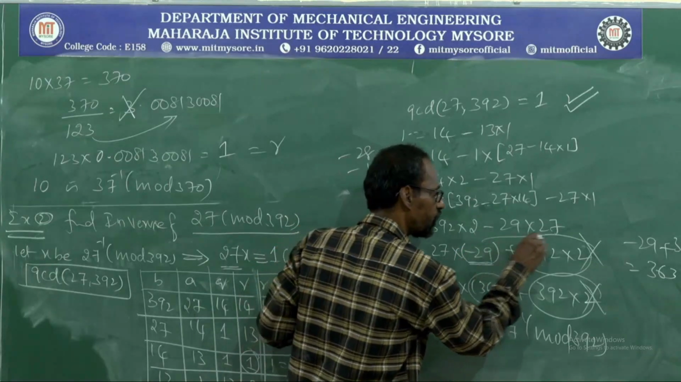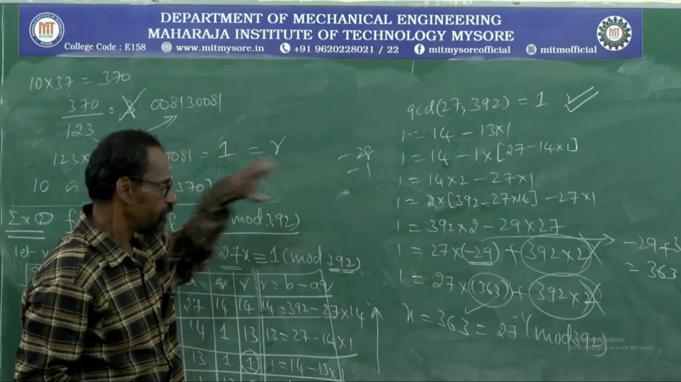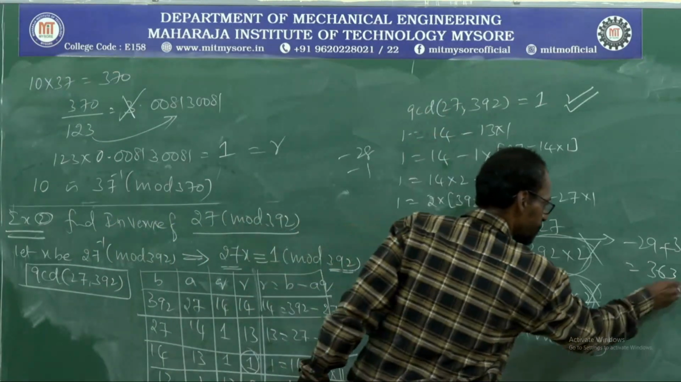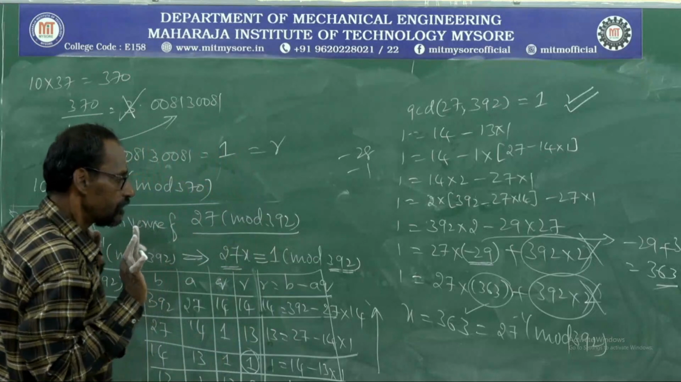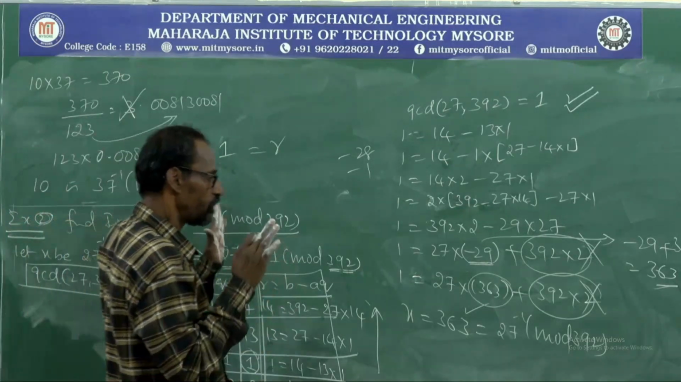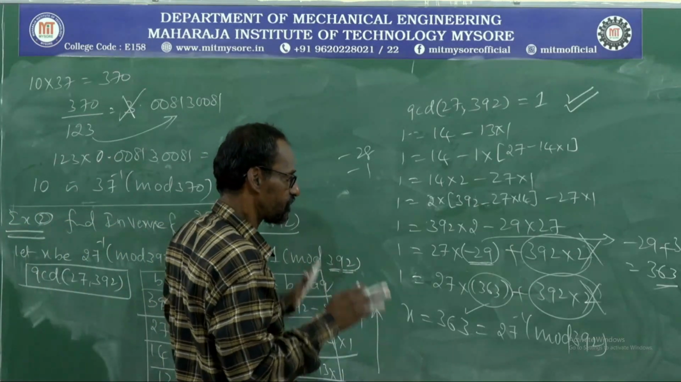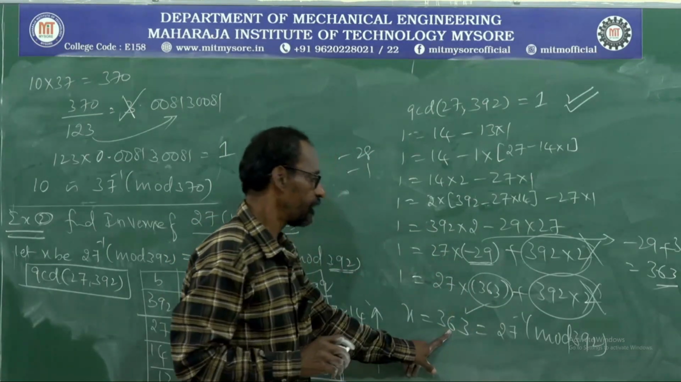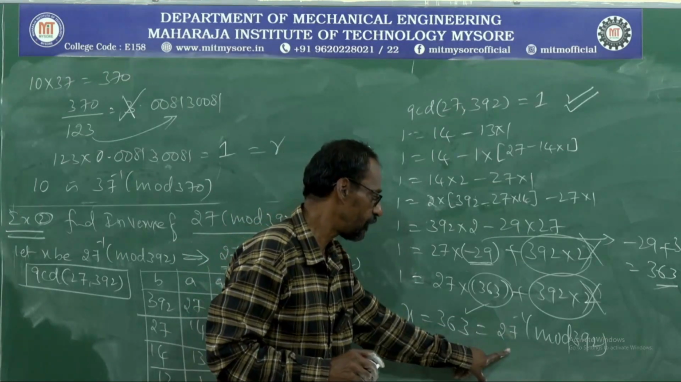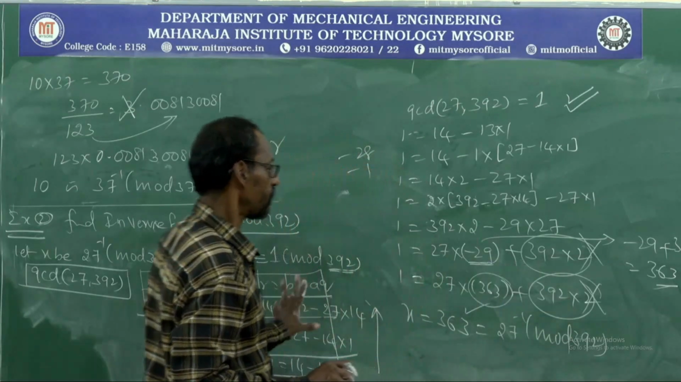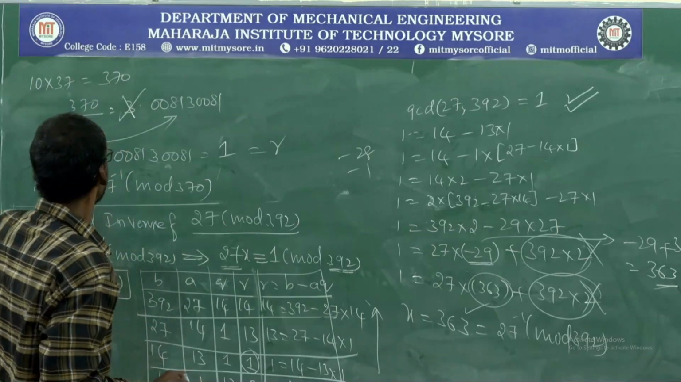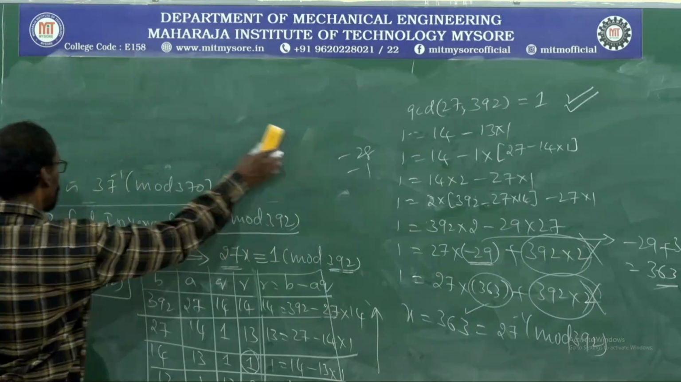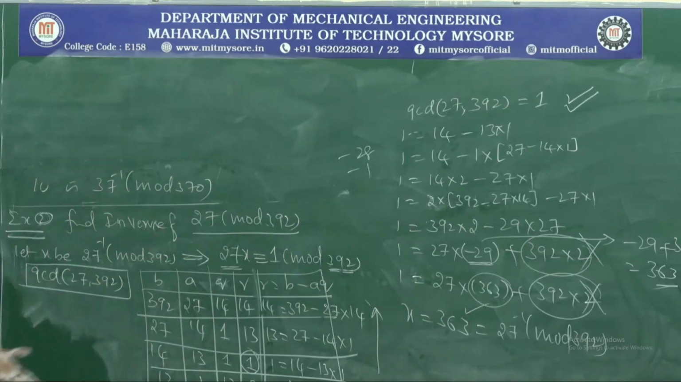How to overcome? I am just showing here. Take the minus 29, the negative number, and add the divisor. I am going to get 363. So I got 1 equal to 27 times 363 plus 392 times 2. Now 363 is going to be the inverse of 27 under modulo 392. You want to cross check. How to cross check? The same approach. Learn the cross checking and get the confirmation before going to the next level.